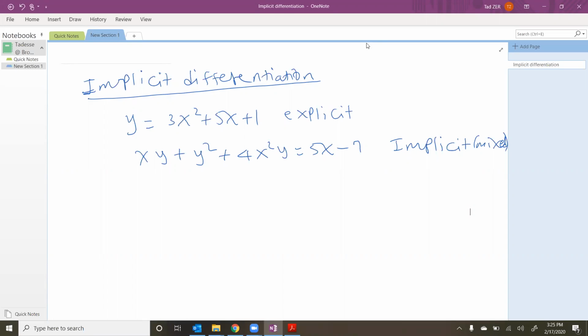This is Tadessa. In this section, we'll discuss what is called implicit differentiation. First, let me give you a high-level definition of what we mean by implicit.